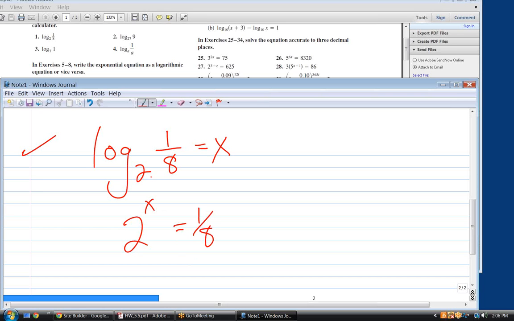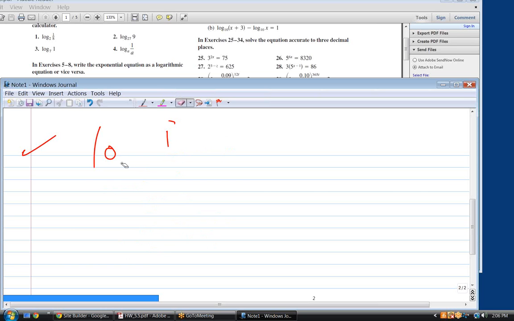The way I always remember it is it's the number on the far left raised to the power of the number on the far right equals the number in the middle. What would x need to be to make 2 to the x equal 1/8? -3. Good. Okay, so that's how you do that.